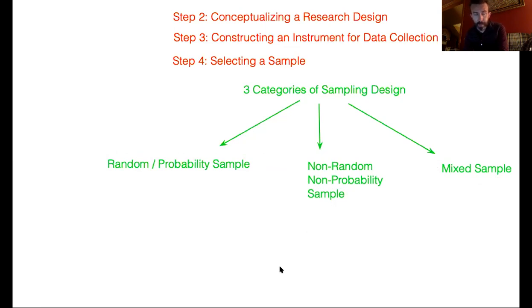And you can probably guess that a random sample means randomly selecting people. Non-random means selecting people because you're choosing them for particular reasons. And a mixed, well, we'll leave that for now. This is just a little insight into where we're going.